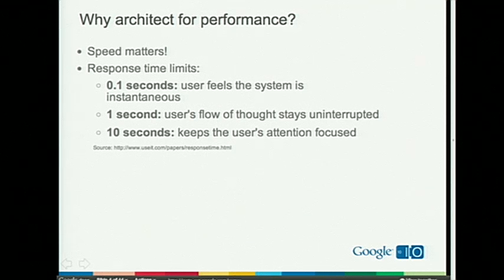Typically, we talk in 3 powers of 10 in terms of time limits that matter when you're writing a web application: 0.1 of a second, 1 second, and 10 seconds. These are rough guidelines of important times that you want to keep. 0.1 of a second is what you want if you want the application to feel instantaneous. So if your user's typing, everything should happen in less than 1/10 of a second.